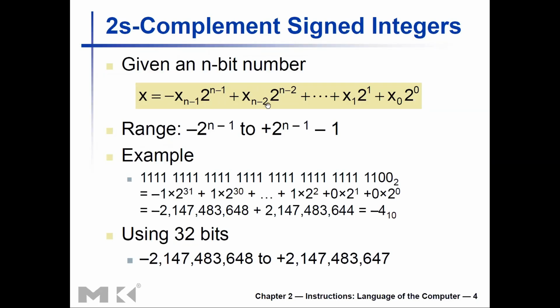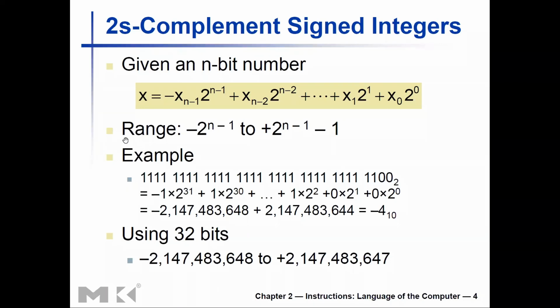These other terms are all positive. x_{n-2} is the n minus second bit of the binary representation that you will be multiplying with 2 to the power n minus 2. Likewise, you will go on, and all the other terms are positive. The first term is negative. So if it is a negative number, you will get a negative answer.